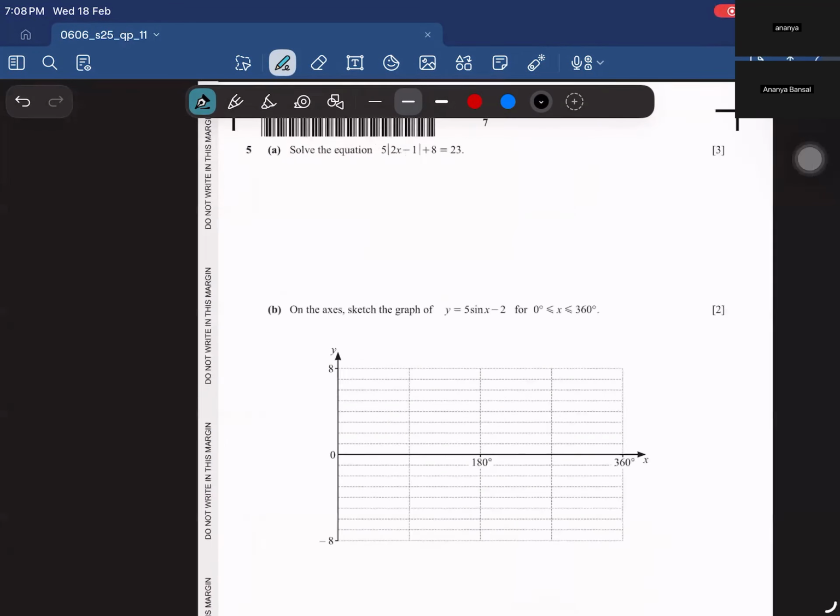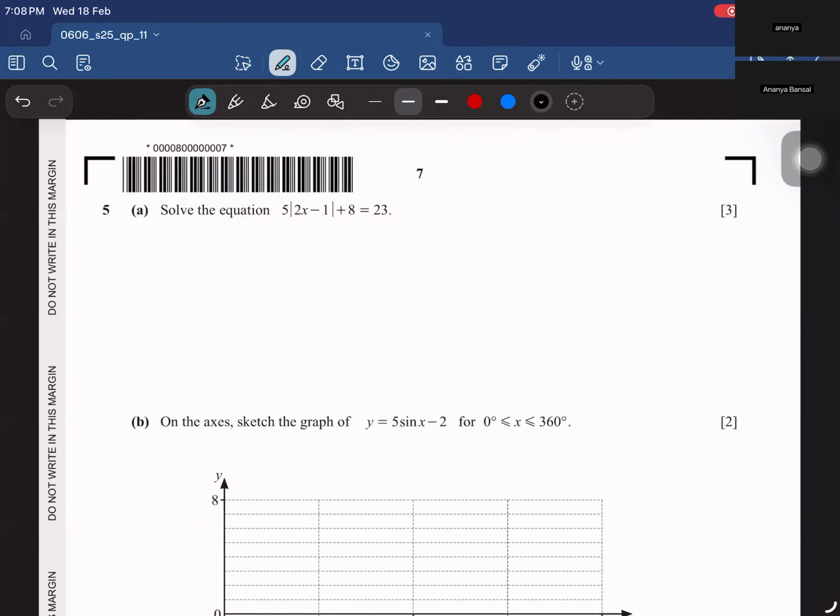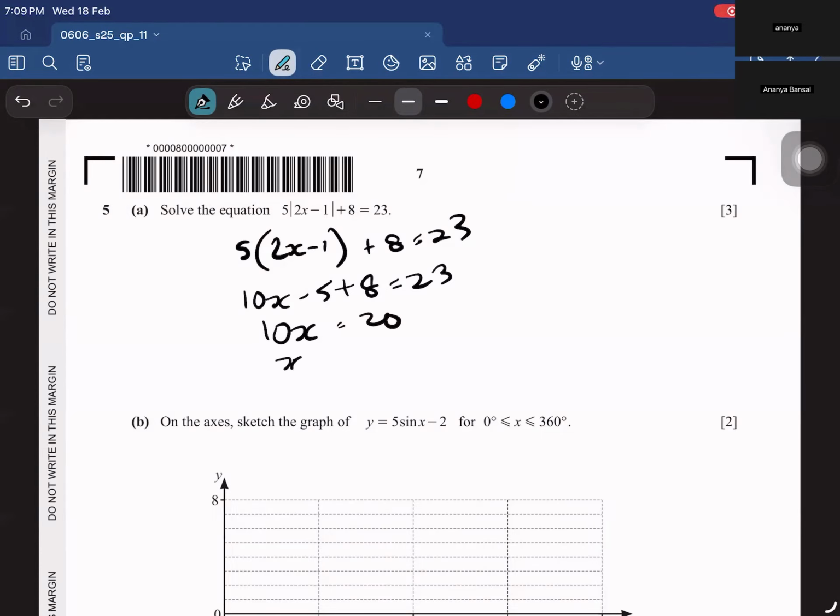Moving on to question 5, where we have another solve the equation. Solve the equation 5 times absolute value of 2x minus 1, plus 8 equals 23. First step, I'm going to treat the absolute value as normal brackets, where I get 10x minus 5 plus 8 equals 23. 10x equals 20, x equals 2.